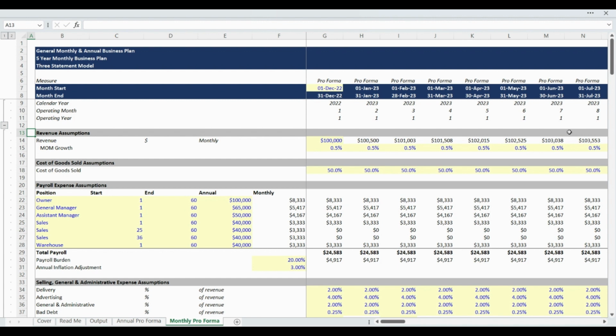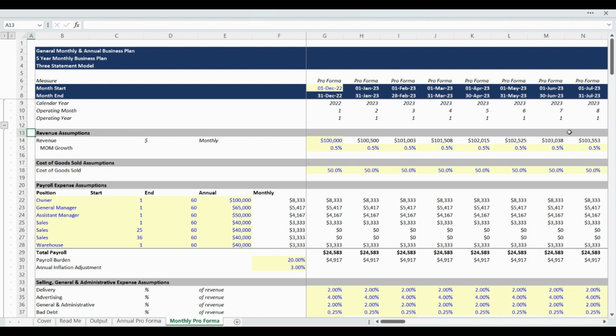Following this input, we start by modeling the starting monthly revenue and month-over-month revenue growth. The cost of goods sold as a percentage of revenue is entered next. As a reminder, cost of goods sold is deducted from revenue to calculate the gross margin.